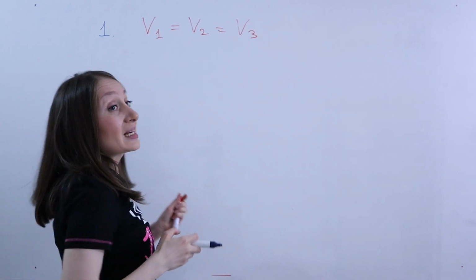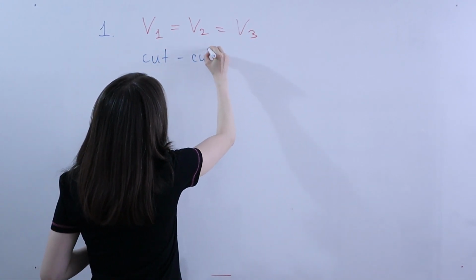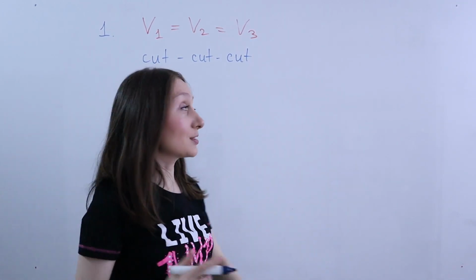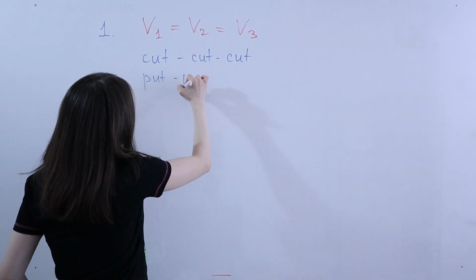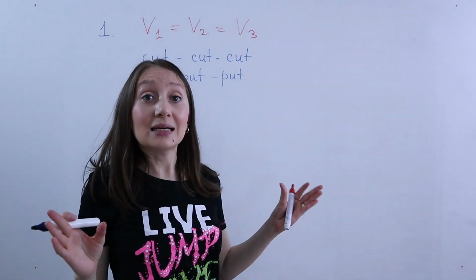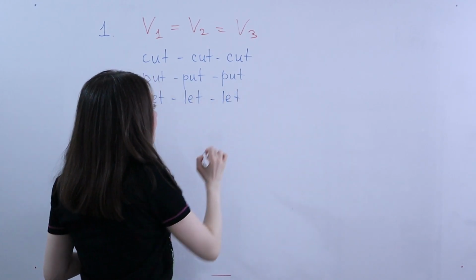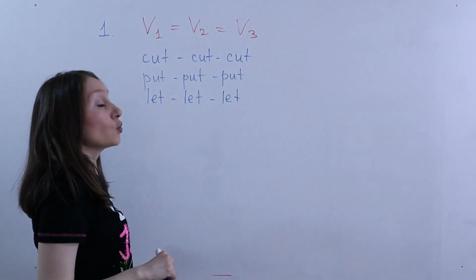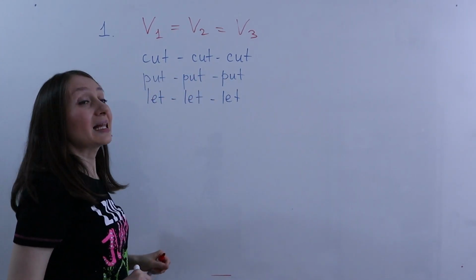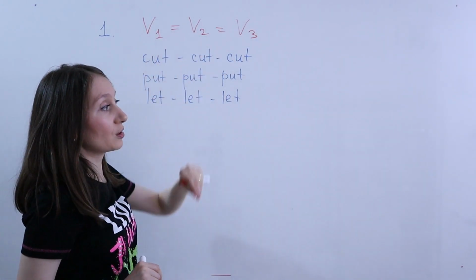Very easy. For example, cut, cut, cut. Next, put, put, put. You know these verbs, I'm sure. Next, let, let, let. You see, you repeat the verbs one more time. Super easy. The easiest group to remember the irregular verbs.